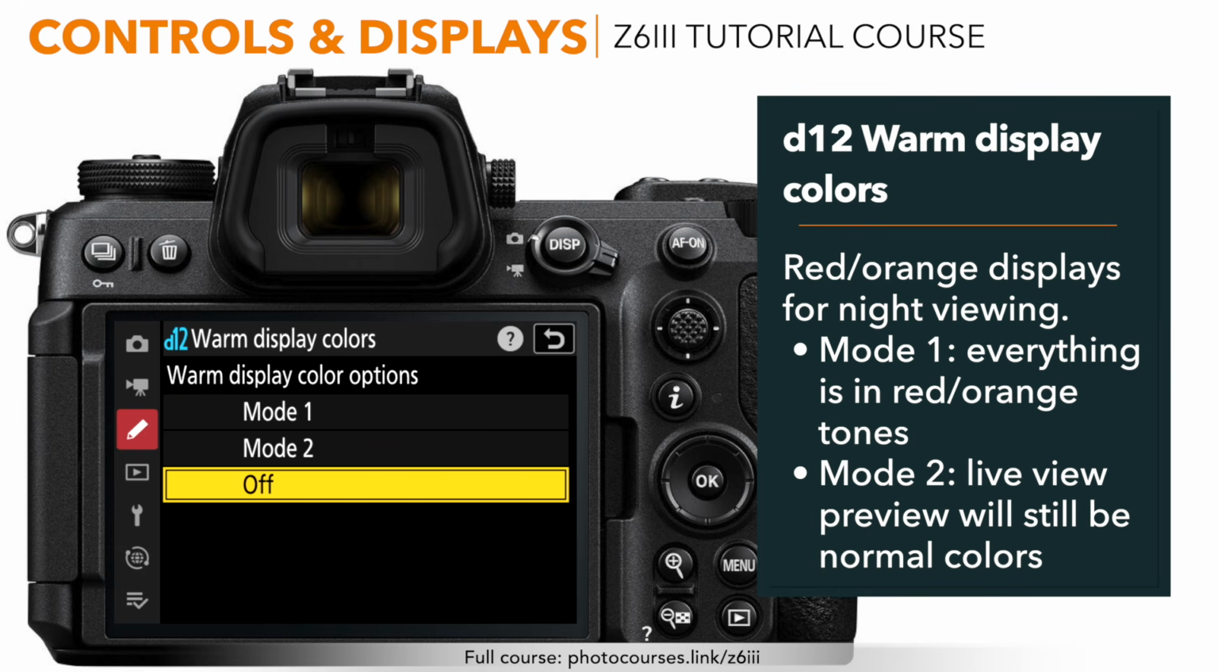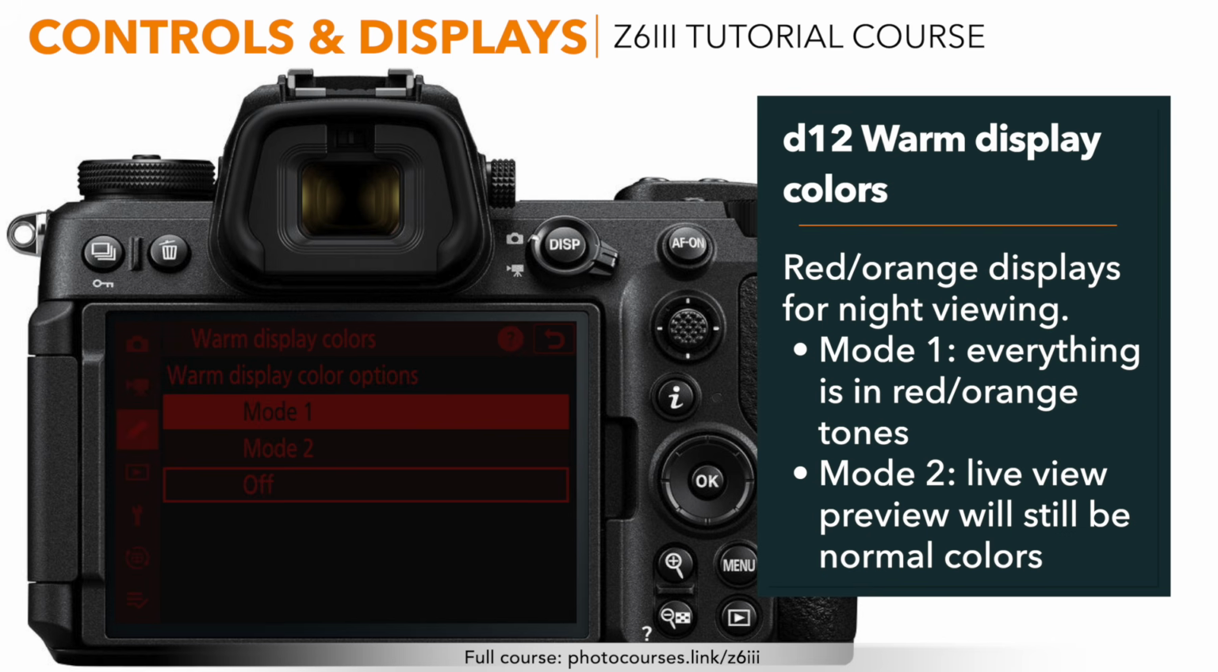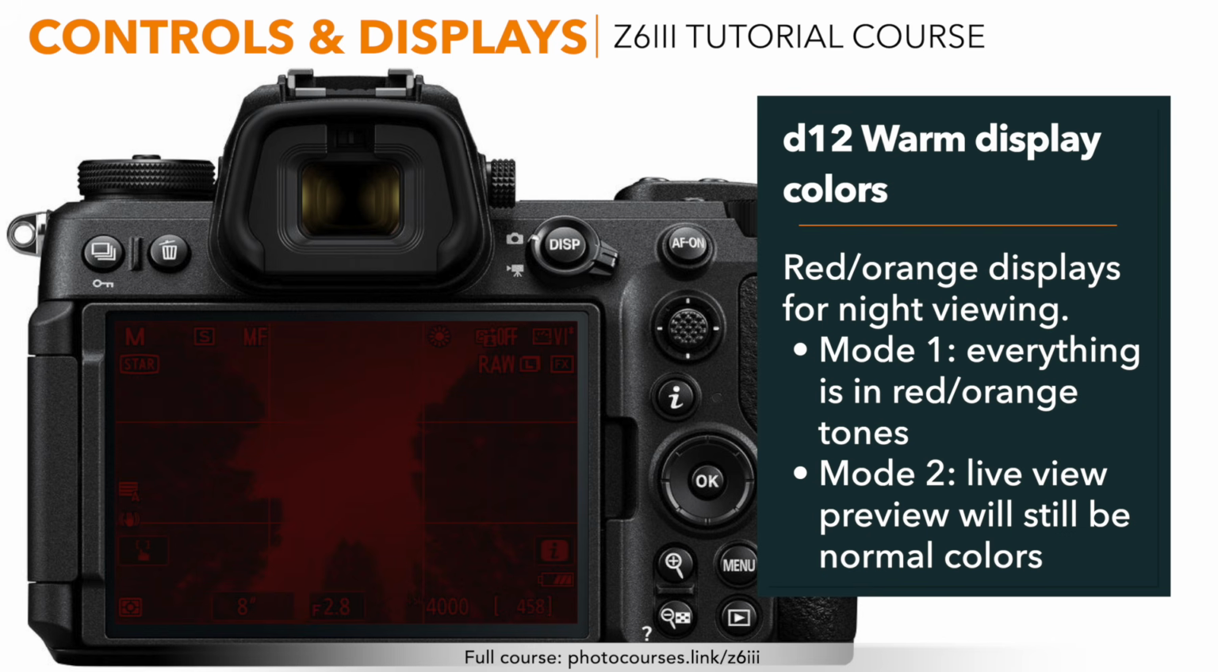Mode 1 enables this red symbology for shooting mode, the menus, and playback mode. The live view, the scene that you see through the screen, is also going to be in warm tones. And this is my preference to get the full benefits of this mode. You're just seeing a monochrome image through the viewfinder. It's just going to be in warm tones rather than black and white.